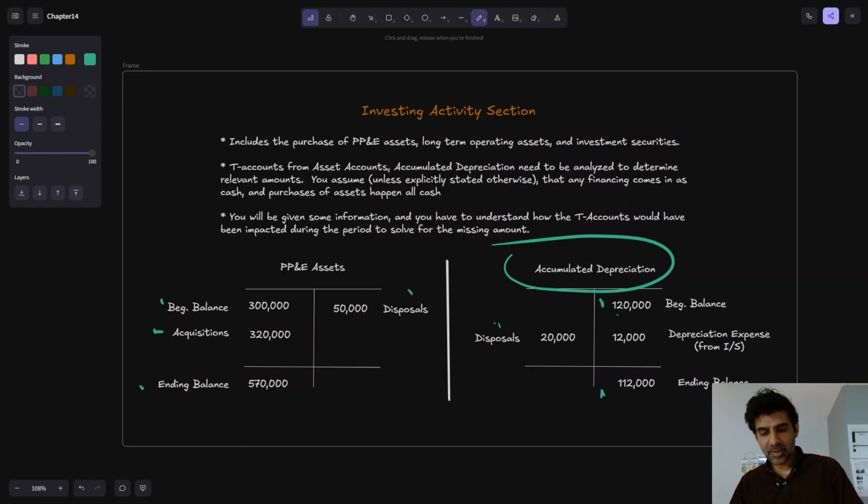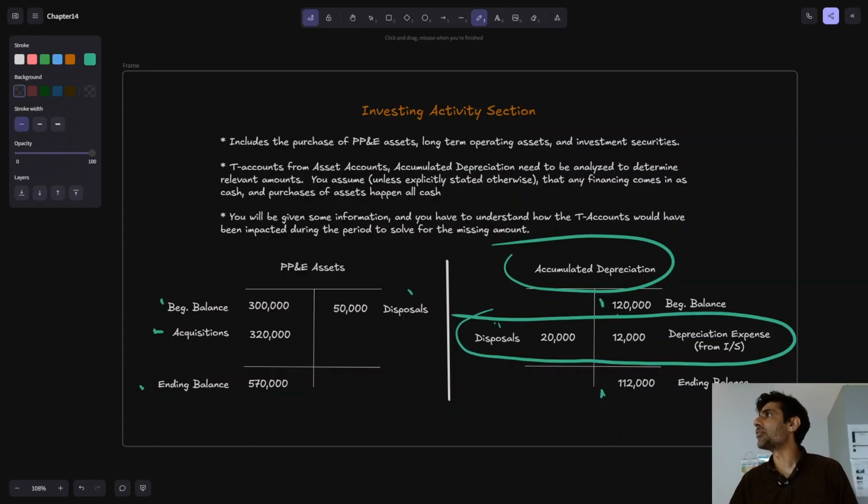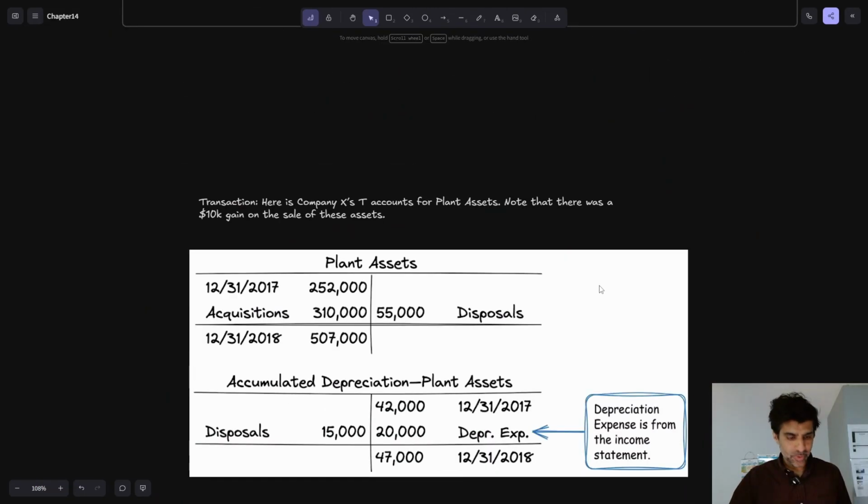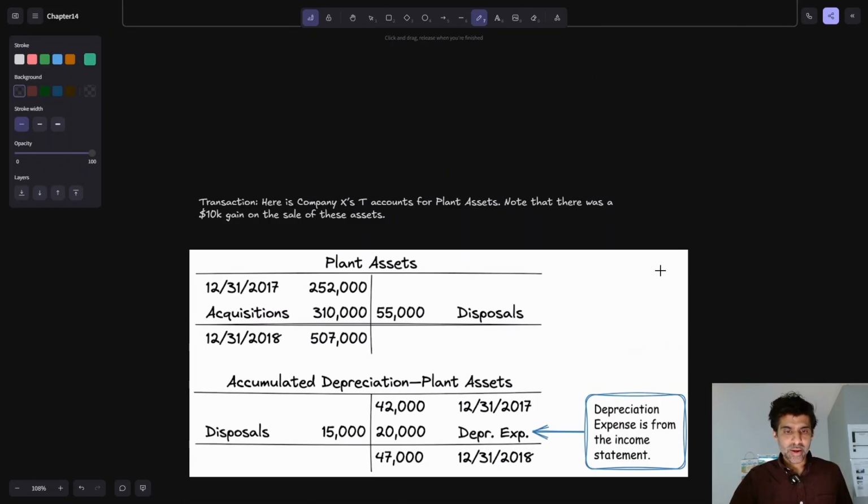Okay. It's just that some of this information you're going to have to ascertain from extra information that's given to you. This you'll have to understand is coming from the income statement because this amount will appear in the income statement. Okay, so fitting all this stuff together is the challenge of this particular section. Okay, so let's look at an example. So you have these T accounts.